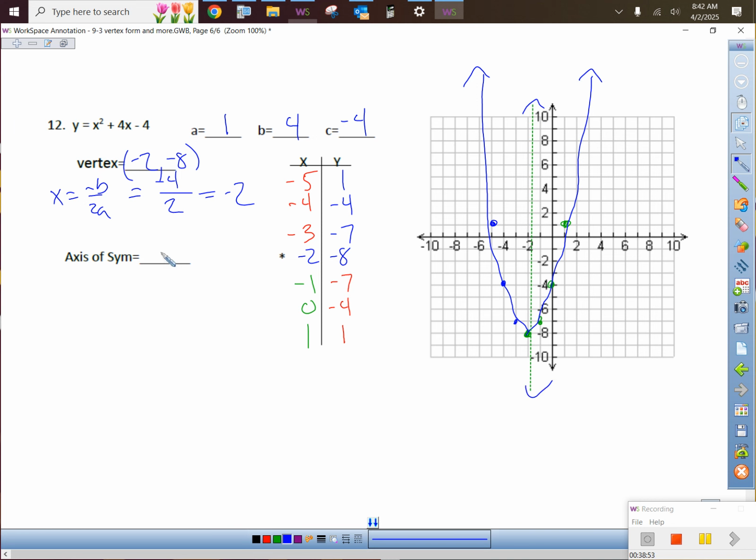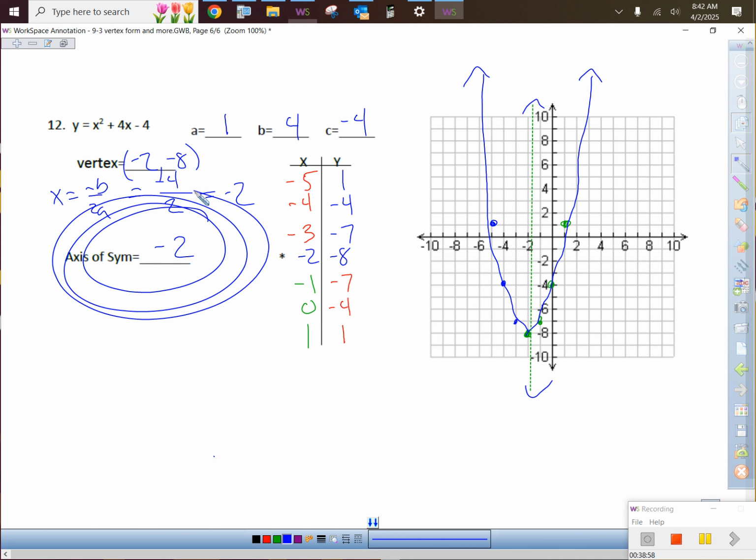And that's the best wrong answer you could put for the axis of symmetry. I just put -2. What's wrong with it? -2 is not an axis. An axis has to be a line, right? It has to be a line, and x equals -2 is a line. Cool. Let's do some homework, baby.